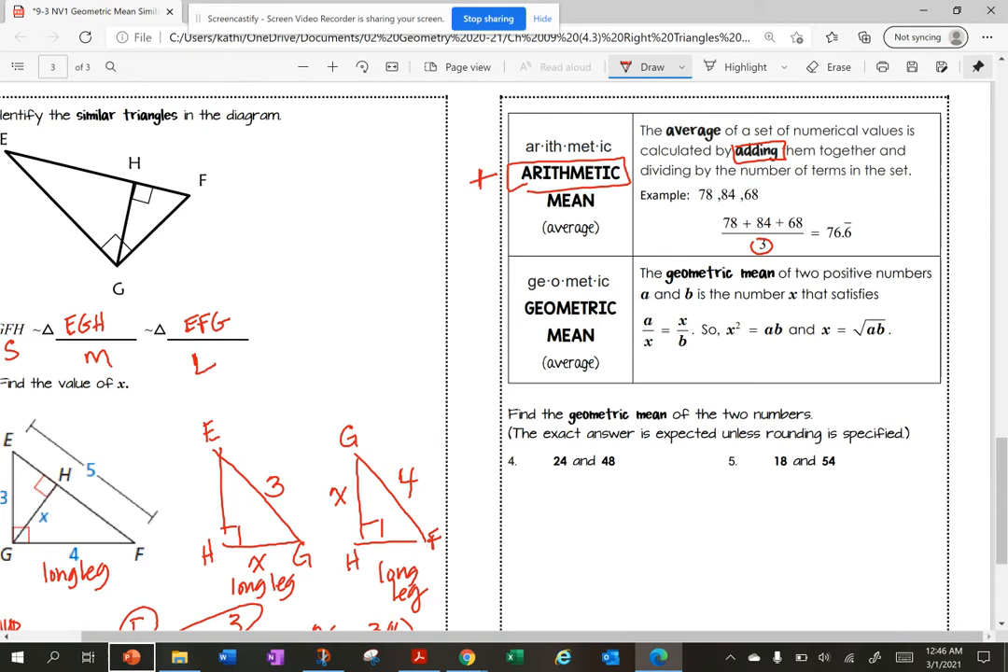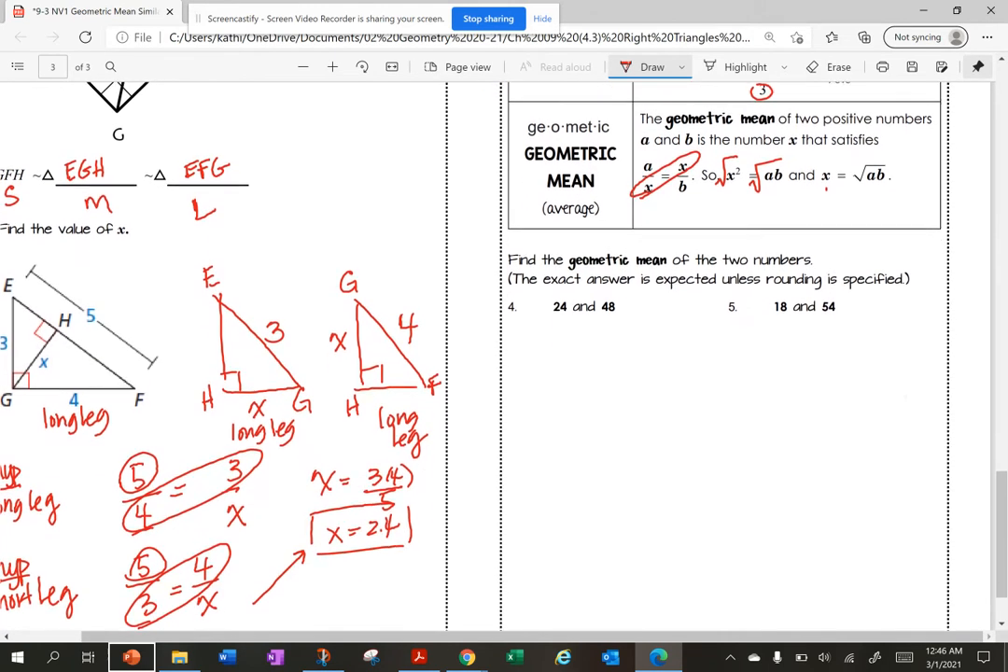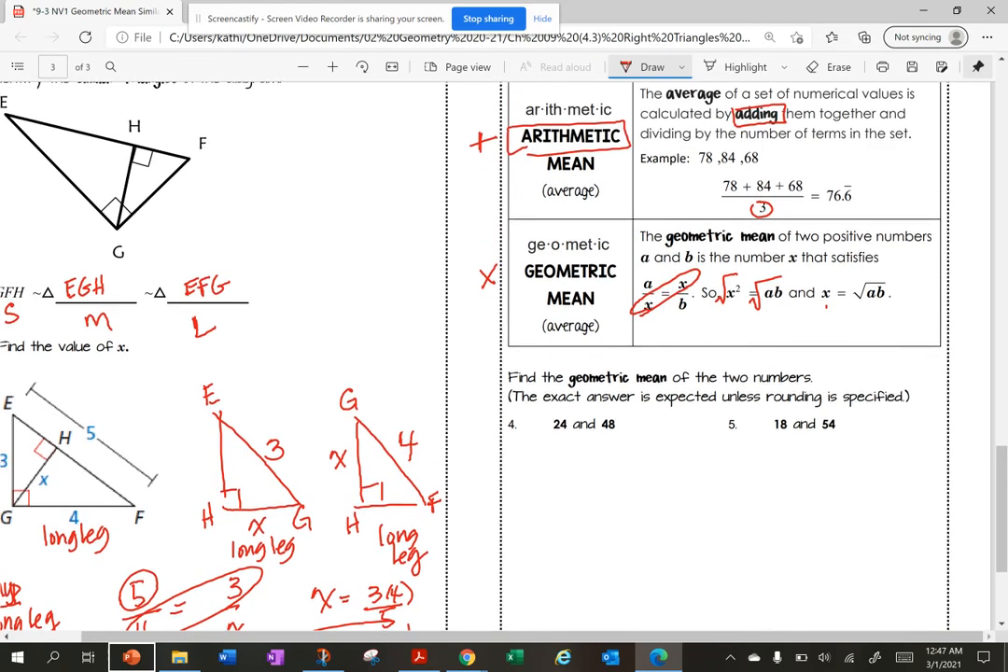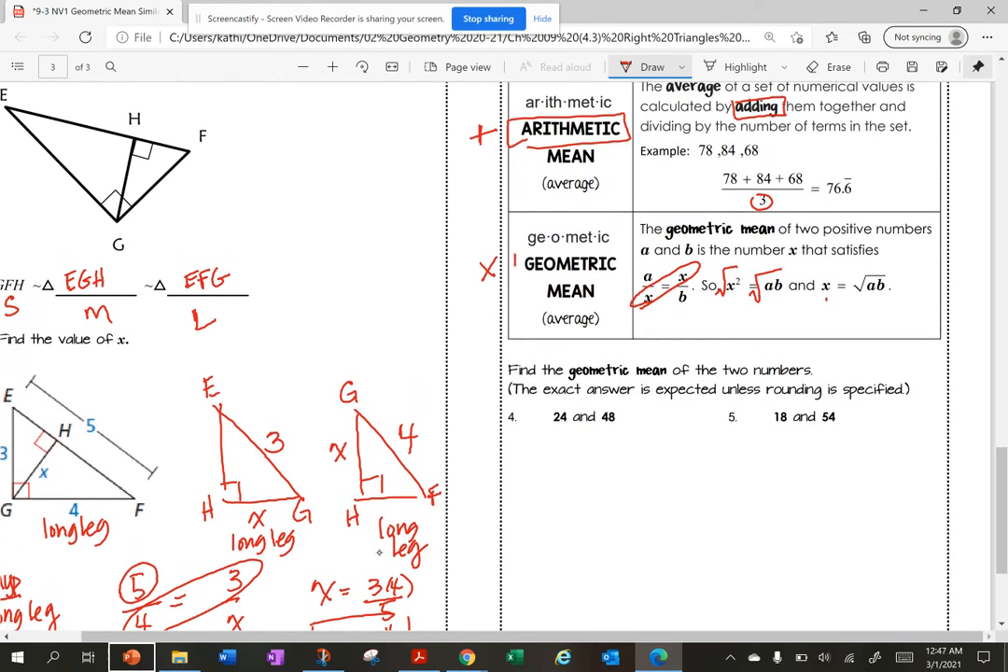A geometric mean of 2 positive numbers a and b is the number x where a times b equals x squared. When I take the square root of both sides, I get x equals the square root of a times b. So geometric means I am multiplying. Arithmetic means I'm adding. Geometric means I'm multiplying.